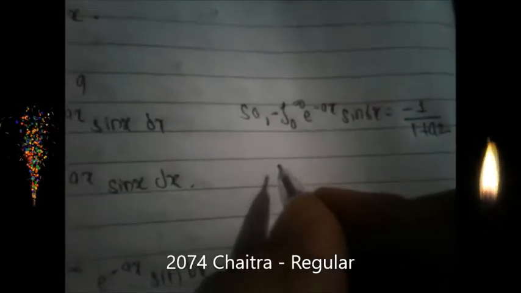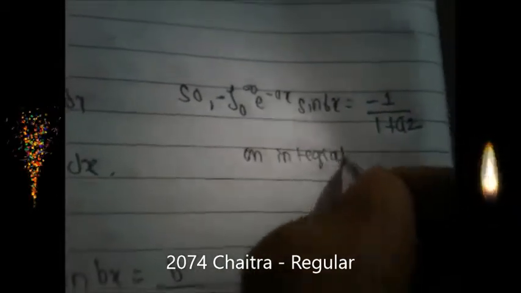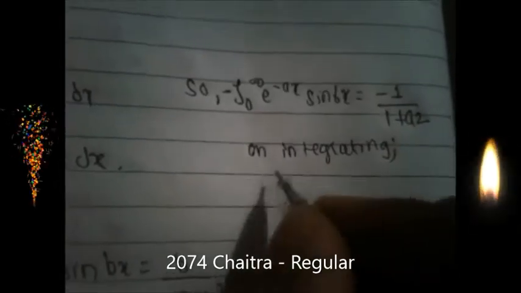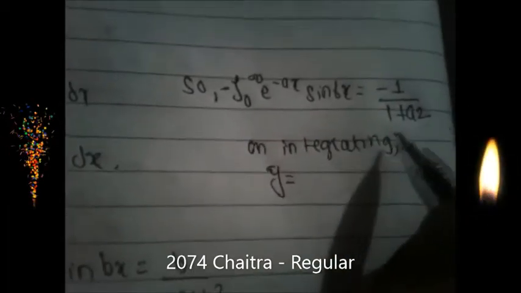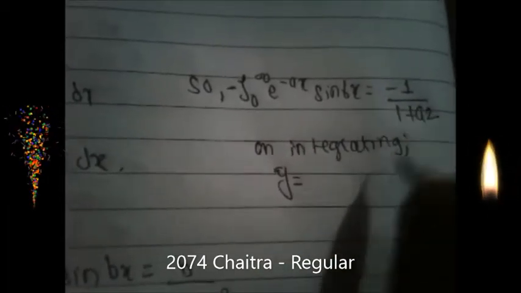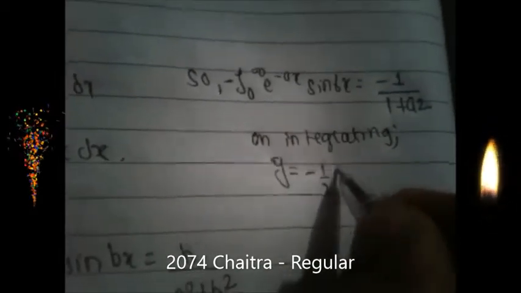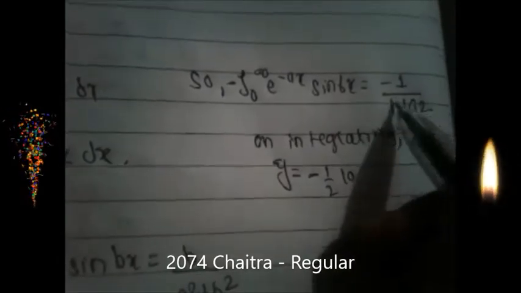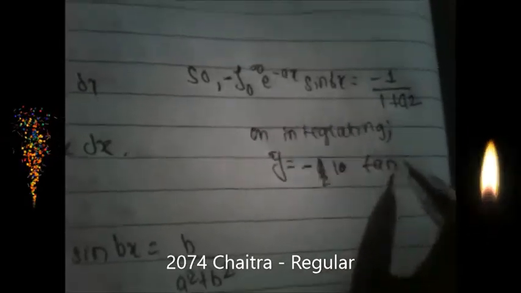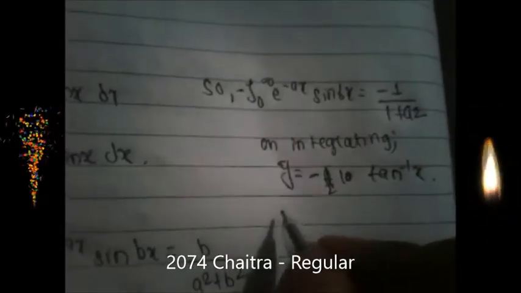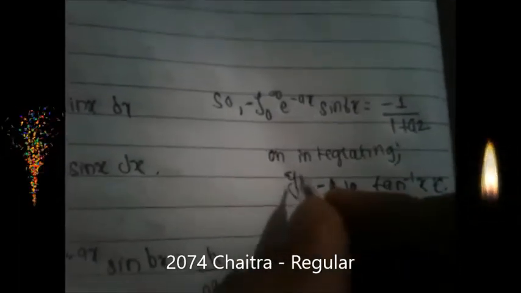So we can write this, and on integrating what we'll get. On integrating we'll get y is equal to, what, minus 1 upon 1 plus a square. It is minus tan inverse a plus c.